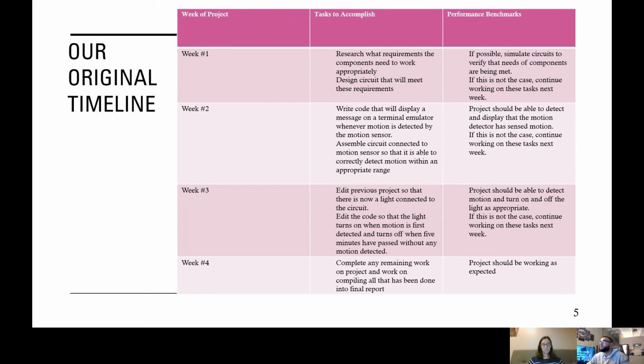Our original timeline, for week 1, we kind of just wanted to start with simple design requirements for the circuit and just some preliminary testing on some of the pieces. For week 2, we wanted to start writing our code that would be able to display a message on the terminal, and then start assembling our circuit, getting a rough idea of what it would look like. Week 3, we ended up editing a previous project that would actually help aid us in building our current project. And then week 4 was just tying up any loose ends with the project and start putting together the final report.